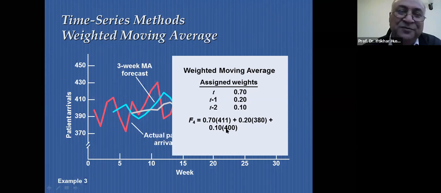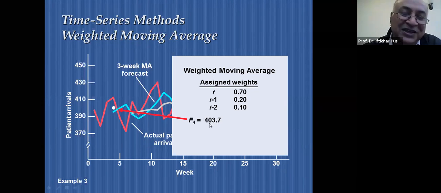This is week 3, week 2, week 1. And from here, we predict. Now, this is 403. In the previous case, where weights were not assigned, that was simply moving average. I remember it was 392. Now it is 403, much closer to the actual. Much closer to the actual.